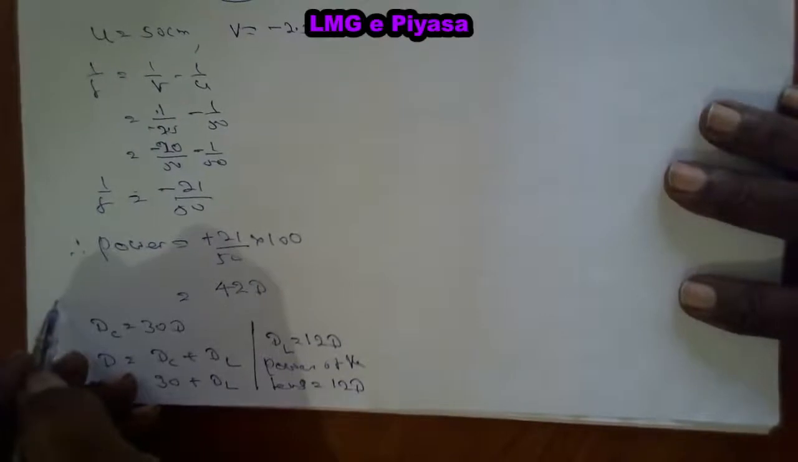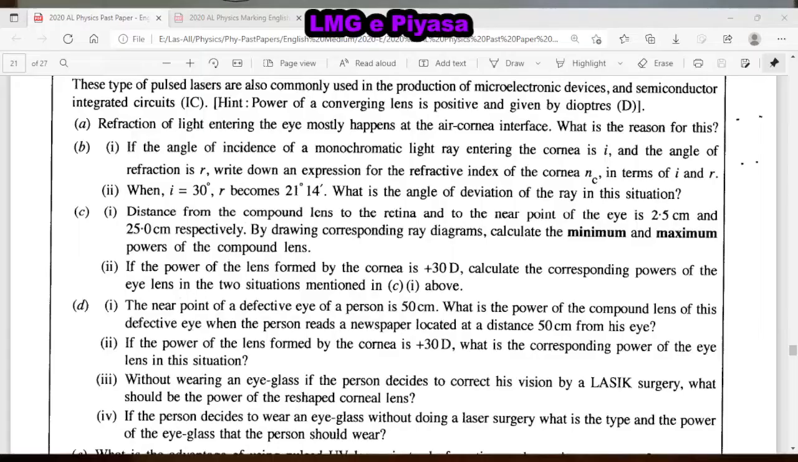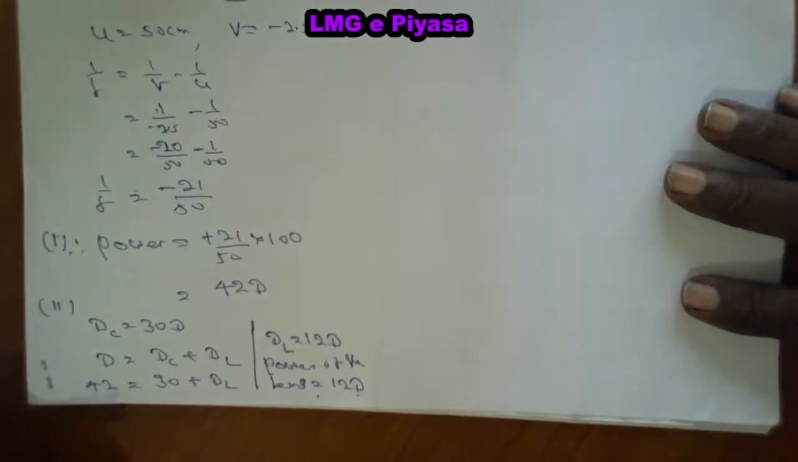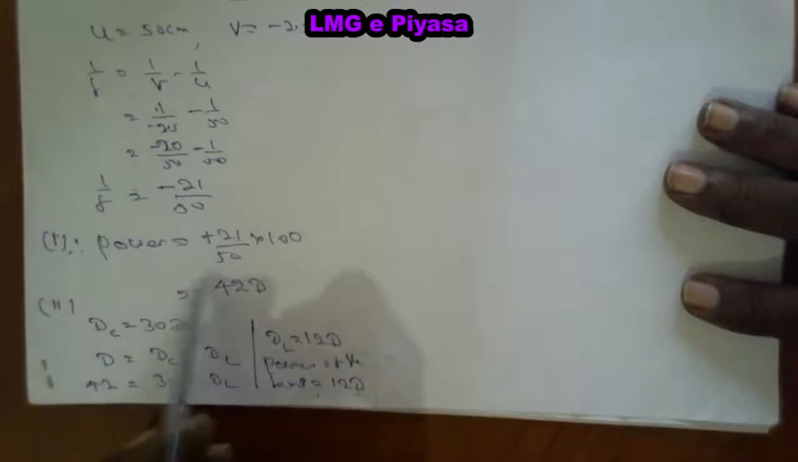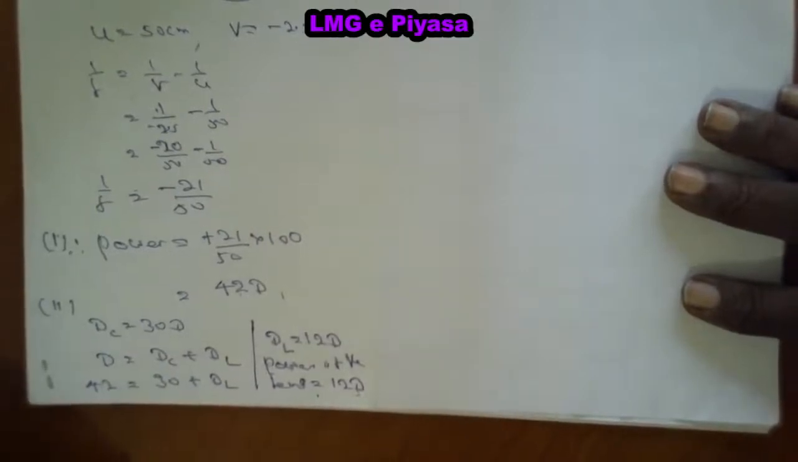This is part D2, no? This is D1. The answer for D1 is this one. The answer for D2 is 12 diopters, right? The answer for the first part D1 is 42 diopters, and for D2 it is 12 diopters.